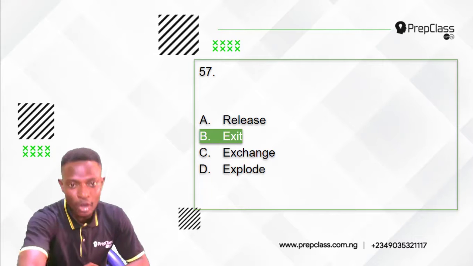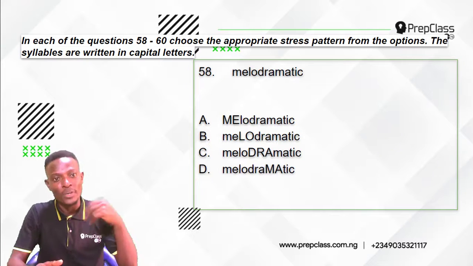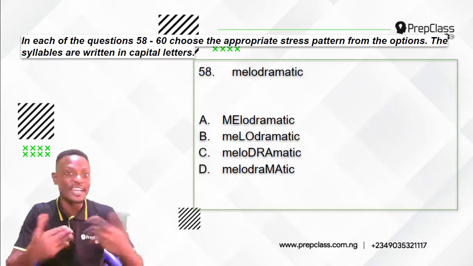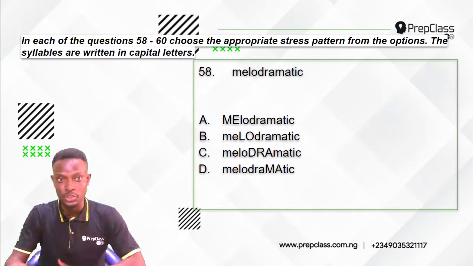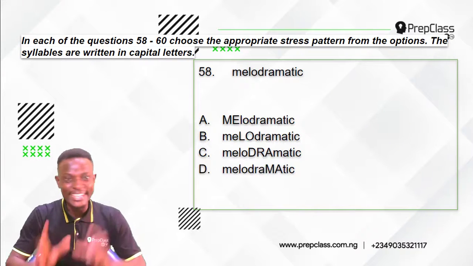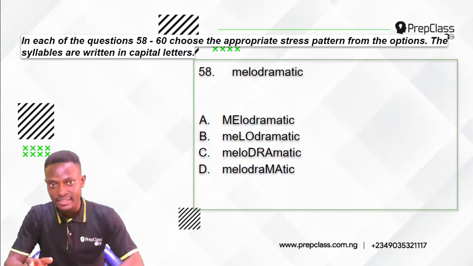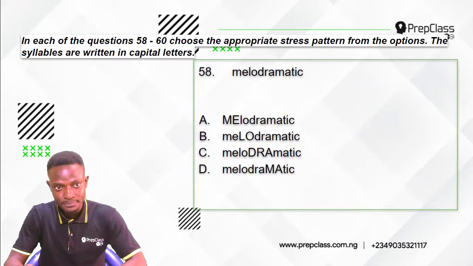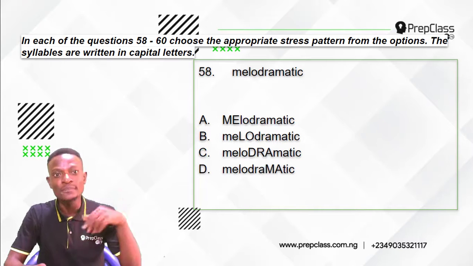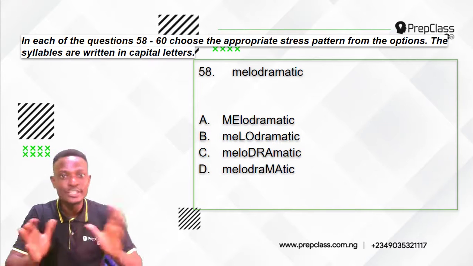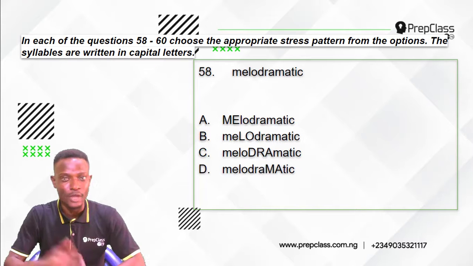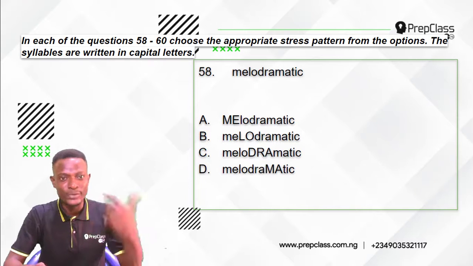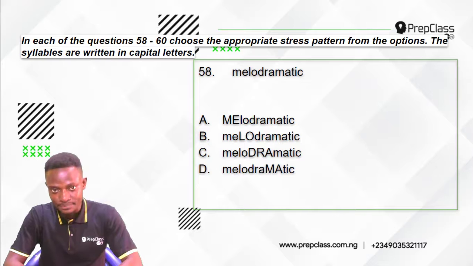Right, moving on, question 58. Now, for questions 58 to 60, we have another instruction here, and the instruction reads, in each of the questions 58 to 60, choose the appropriate stress pattern from the options. The syllables are written in capital letters.